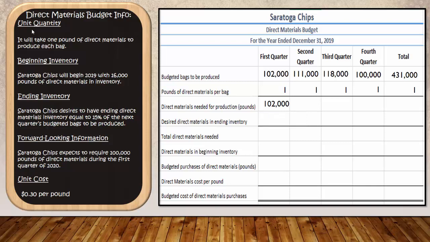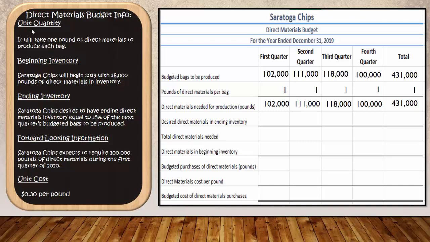We apply the same concept to each successive quarter. During the second quarter, we have 111,000 bags that need to be produced, and we multiply that by our 1 pound per bag. So we come up with 111,000 pounds of potatoes. We're going to need 118,000 pounds of potatoes in the third quarter and 100,000 pounds of potatoes in the fourth quarter, meaning that in total we're going to need 431,000 pounds of potatoes, which makes sense. We need to make 431,000 bags, and each bag takes 1 pound, so the amount of pounds we need should be equal to the number of bags that we're going to produce.